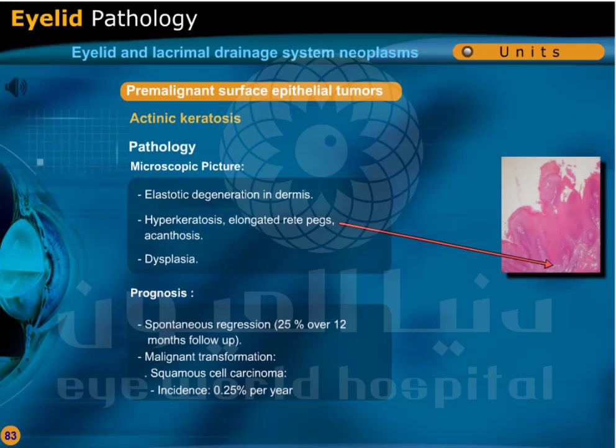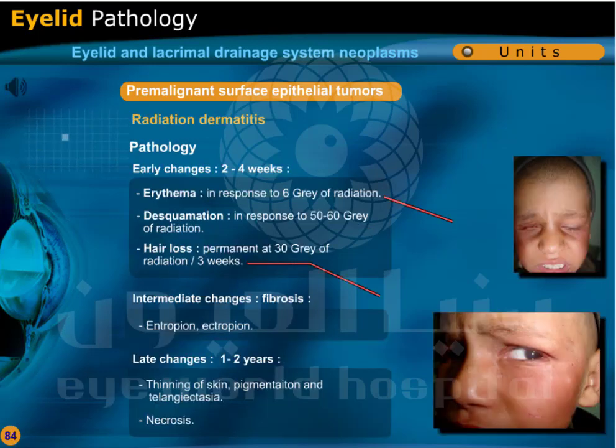Actinic keratosis may undergo spontaneous regression, 25% over 12 months follow-up, or undergo malignant transformation into squamous cell carcinoma. The incidence is 0.25% per year. Radiation dermatitis. Early changes occur within 2 to 4 weeks and include erythema in response to 6 gray of radiation, desquamation in response to 50 to 60 gray of radiation. Hair loss is permanent at 30 gray of radiation per 3 weeks.